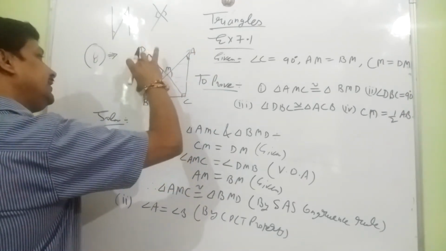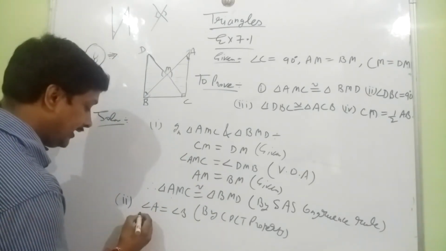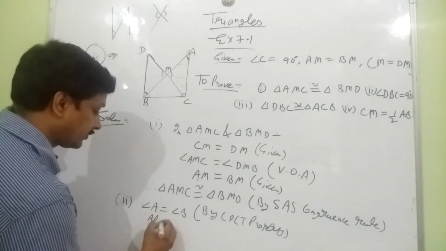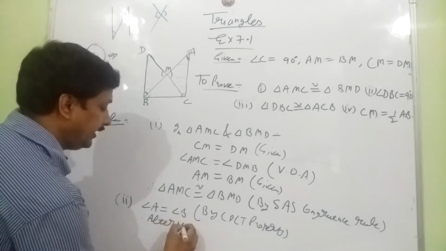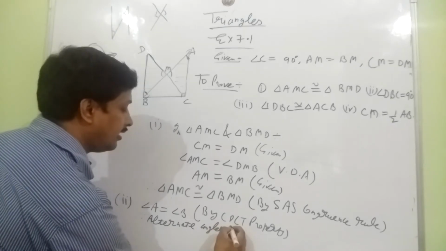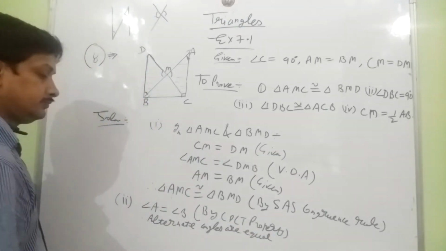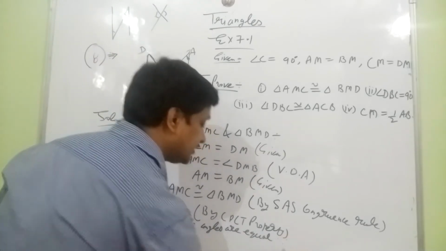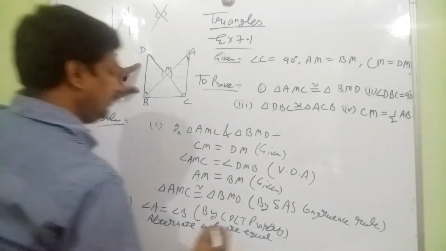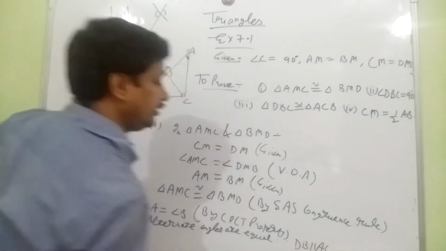So we can say DB is parallel to AC as alternate angles are equal. So we will write: since alternate angles are equal, we can say DB is parallel to AC.